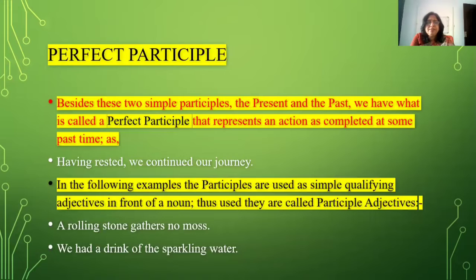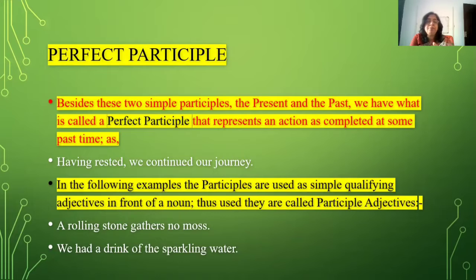Perfect participle, what is it? Besides these two simple participles, which we have just now read, the present and the past participle, we have what is called the perfect participle. And what is that? Perfect participle represents an action as completed at some past time. For example, having rested, we continued our journey. So having rested is an example of perfect participle.